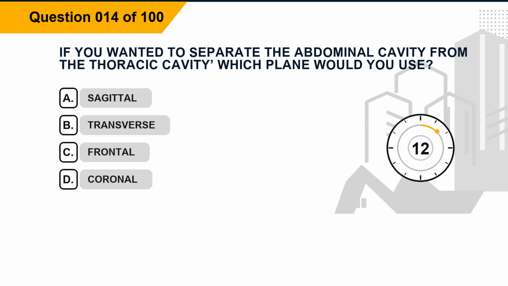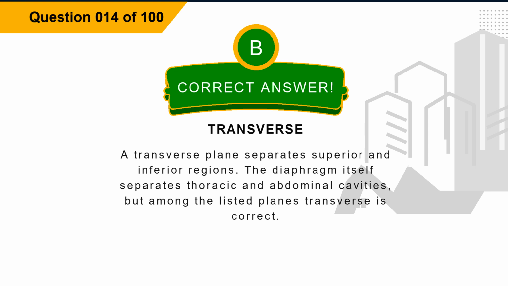If you wanted to separate the abdominal cavity from the thoracic cavity, which plane would you use? Option A, sagittal. Option B, transverse. Option C, frontal. Option D, coronal. The correct answer is option B, transverse. Explanation. A transverse plane separates superior and inferior regions. The diaphragm itself separates thoracic and abdominal cavities, but among the listed planes transverse is correct.